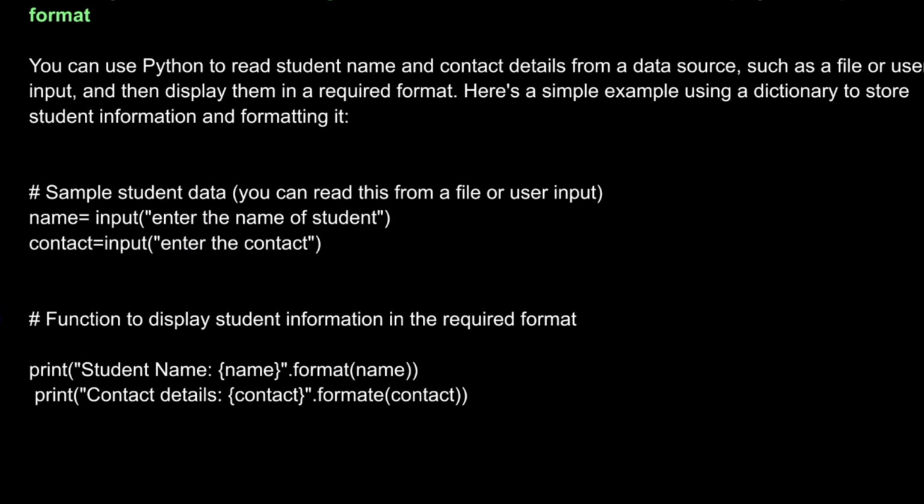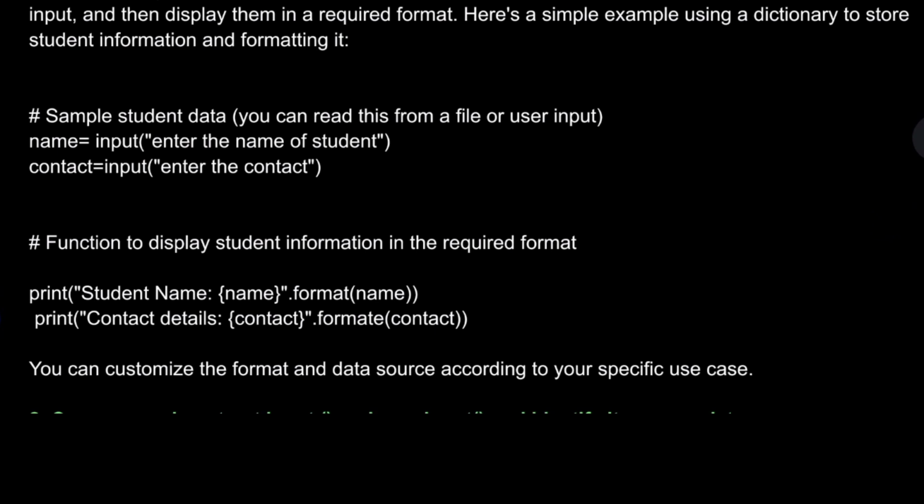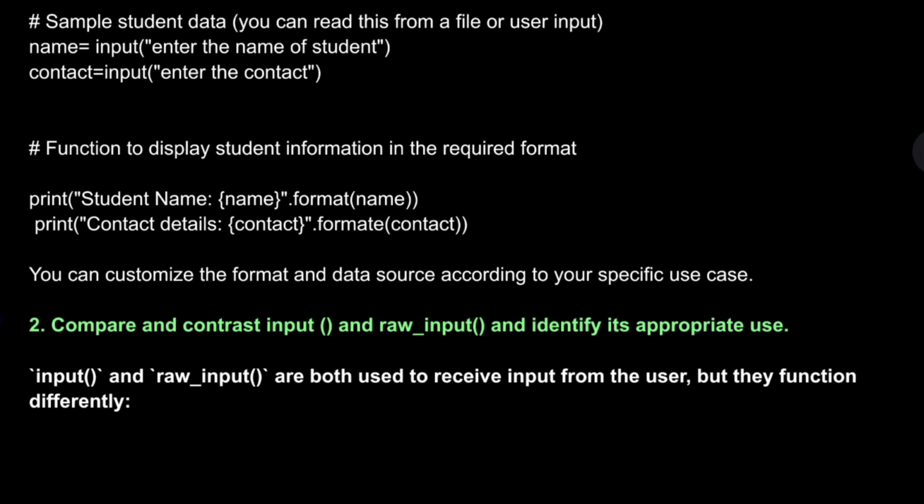# Sample student data. You can read this from a file or user input. name = input("Enter the name of student"), contact = input("Enter the contact"). # Function to display student information in the required format. print("Student name: {}".format(name)), print("Contact details: {}".format(contact)). You can customize the format and data source according to your specific use case.